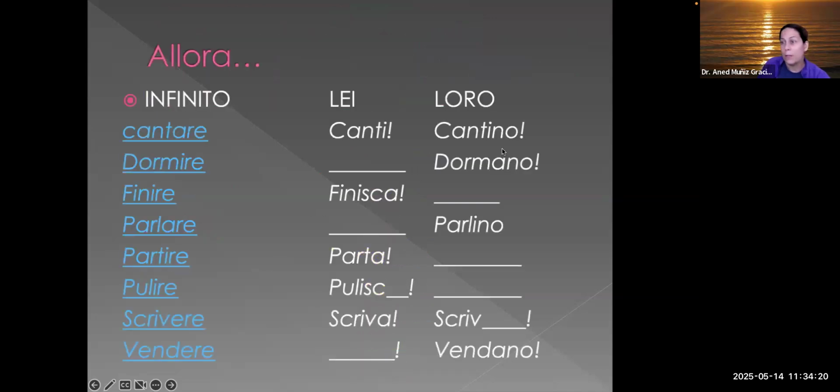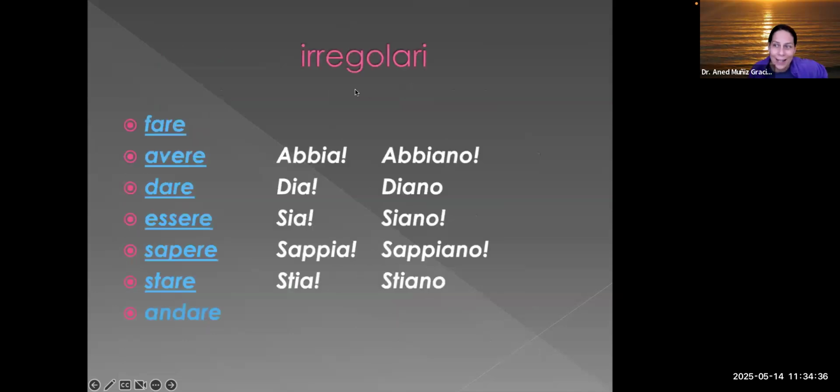Then we did this for the imperative, and some of them are missing, but if you have dorma now, you know that this is dorma. If you have finisca here, you know it's finiscano. Parli, parlino, parta, partano. And then there was also the whole sheet that we did in the quaderno. And then these are some irregulars, right? And I'm typing some of them. This is the formal imperative, right? This is faccia, and then it would be facciano, andare, vada, and vadano, right?